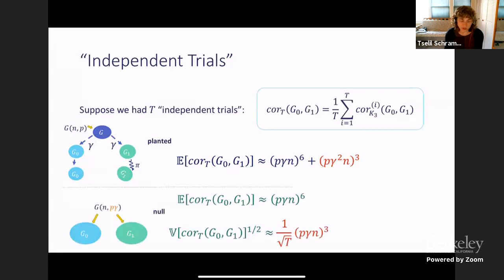The expectation won't change in the null case either, but we'll be able to reduce our variance by something like 1 over square root T, just using standard calculation arguments. Now we can see that if we take T to be at least 1 over gamma to the 6, then the standard deviation will be smaller than the expectation, and then we'll have a good hypothesis test. You have to bound the variance in the planted case as well.